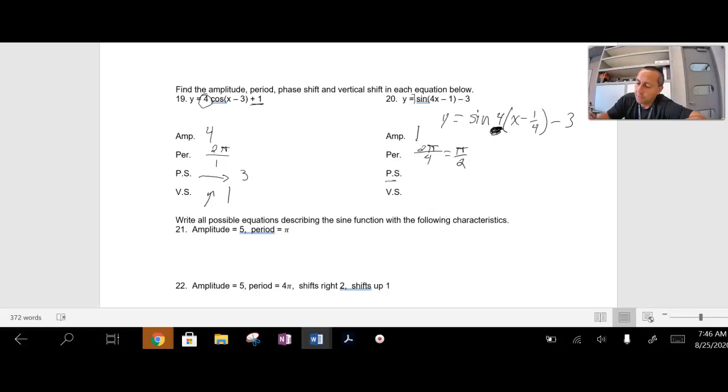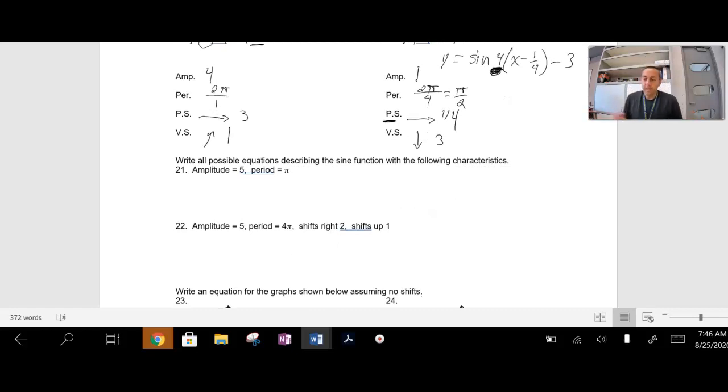Our horizontal shift, the reason I have a P here, it's also sometimes called a phase shift. So PS is a phase shift, a horizontal shift, they're interchangeable. Phase shift to the right 1/4, and then our vertical shift is down 3. All right.